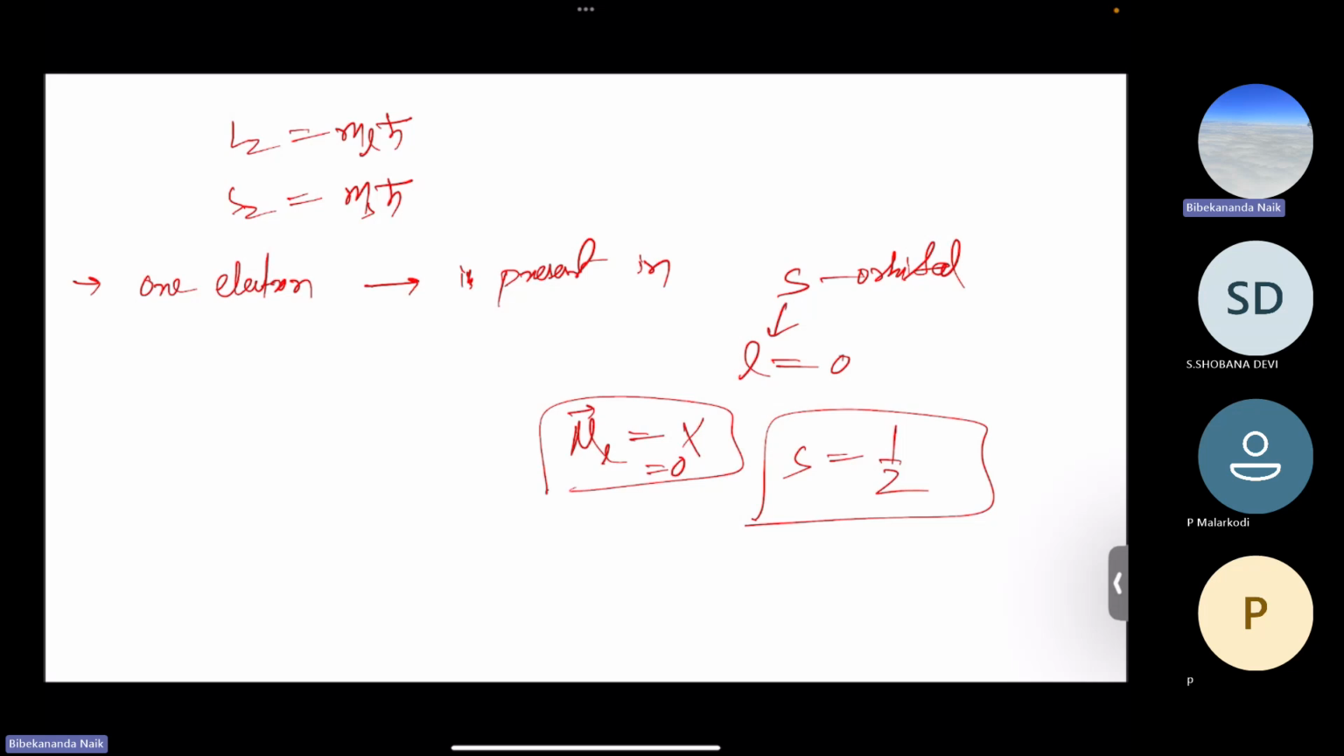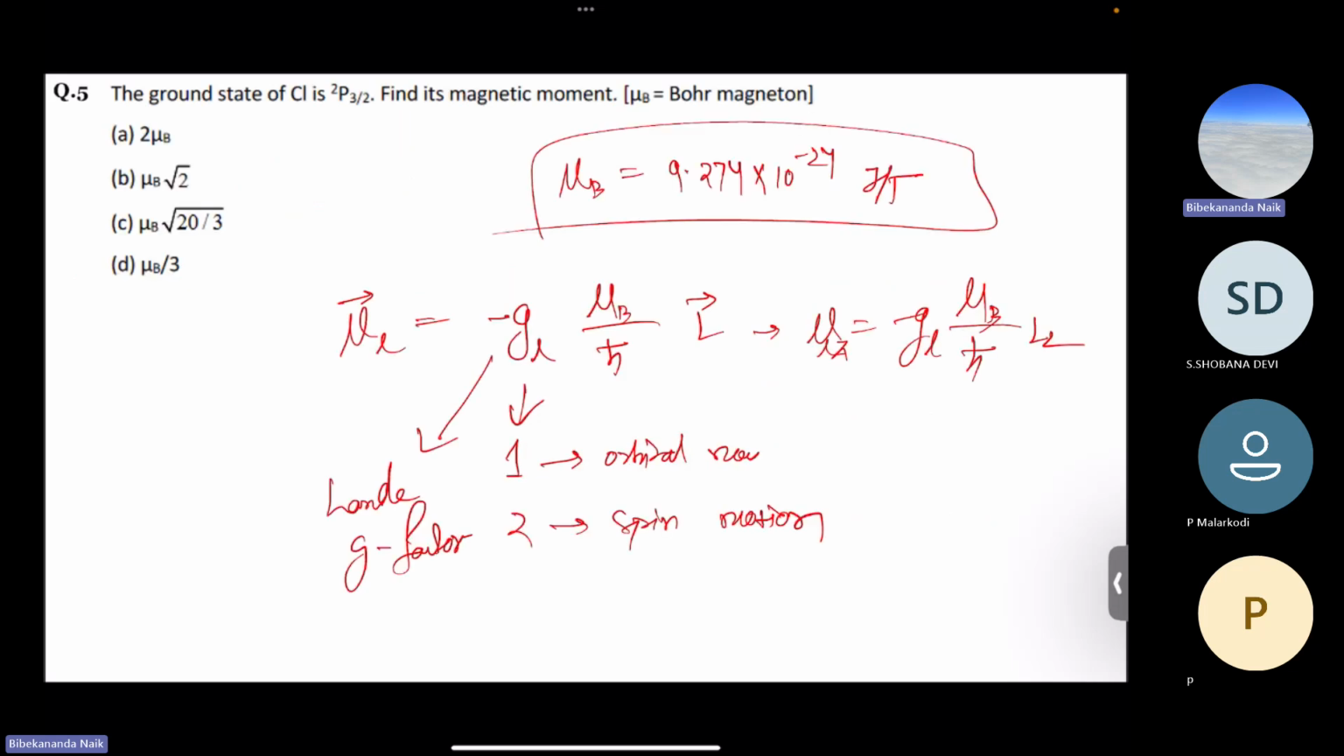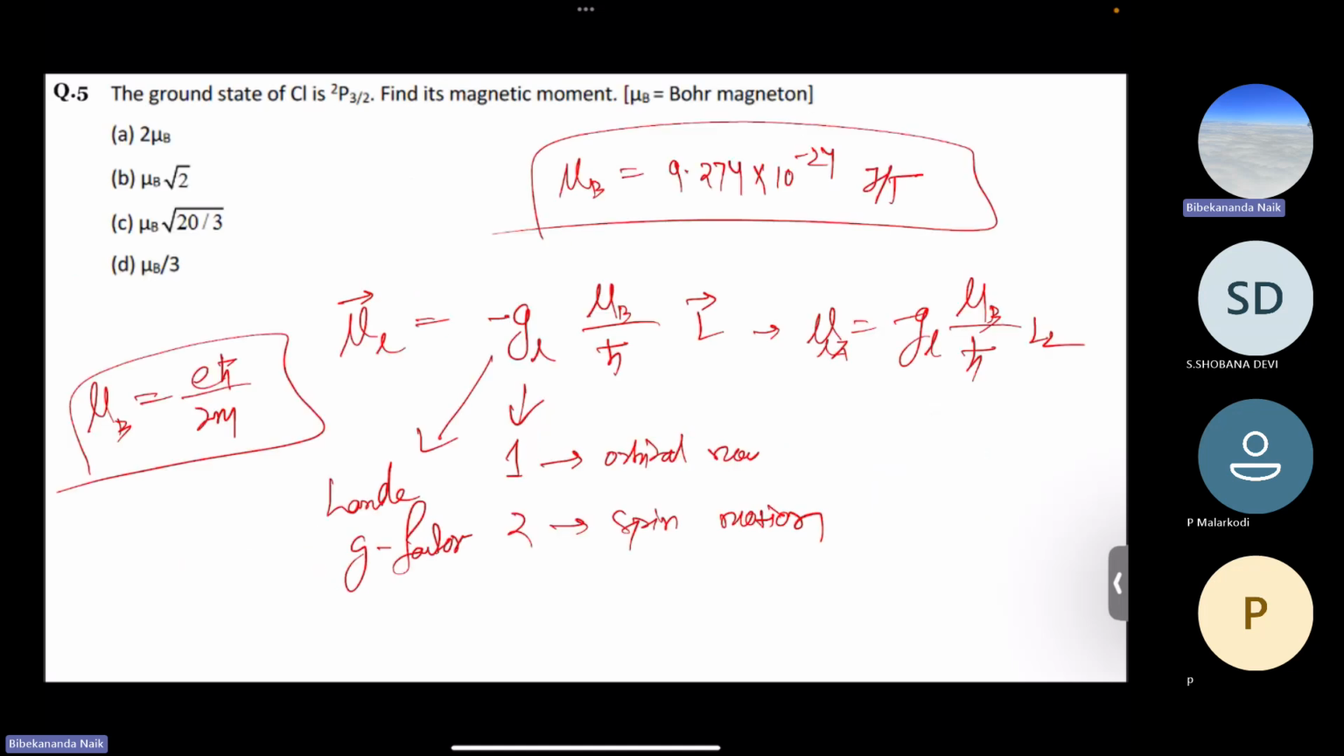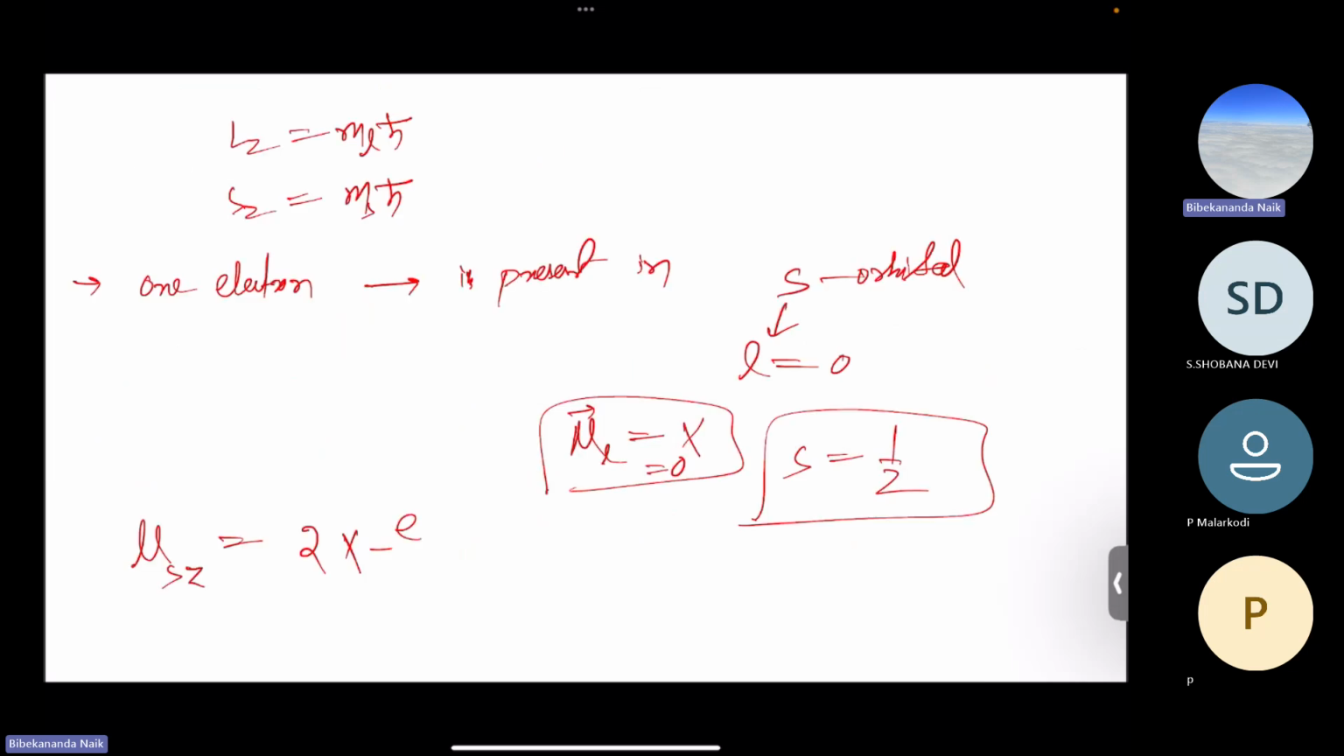So can anyone tell me the expression for the Bohr magneton? The expression for the Bohr magneton is nothing but eħ by 2m. So how will we get that value? If you calculate the z component of the spin magnetic moment, we know the g factor is 2 for spin motion, so it is 2 into e by 2m, where e by 2m is the gyromagnetic ratio, into m_s ħ.